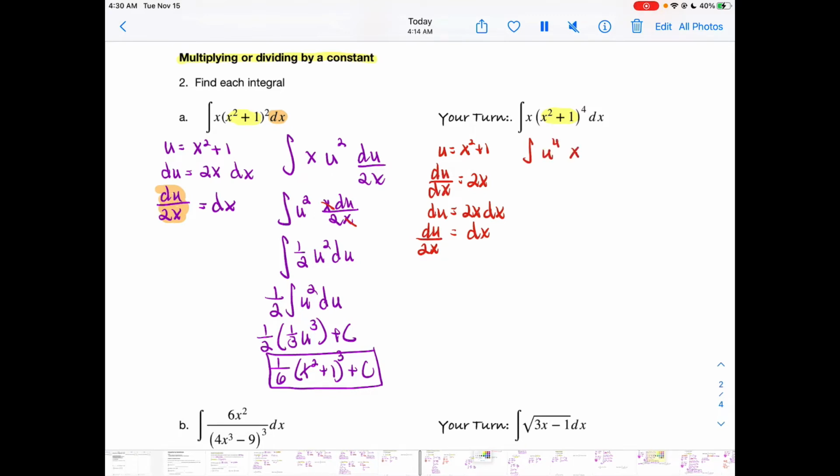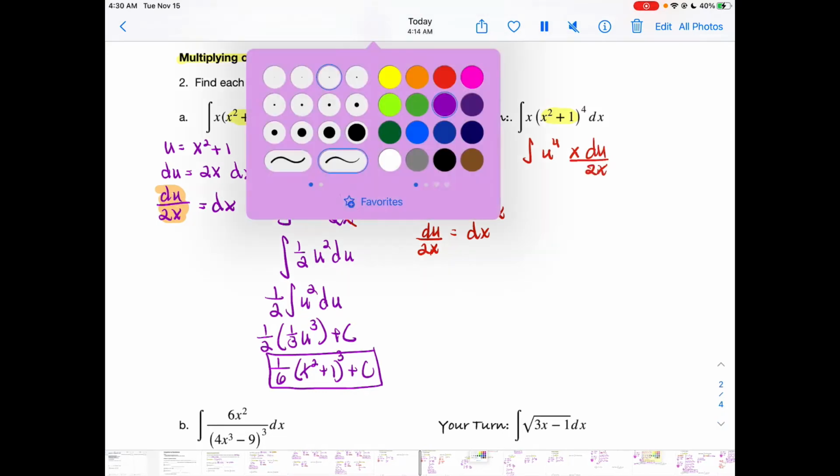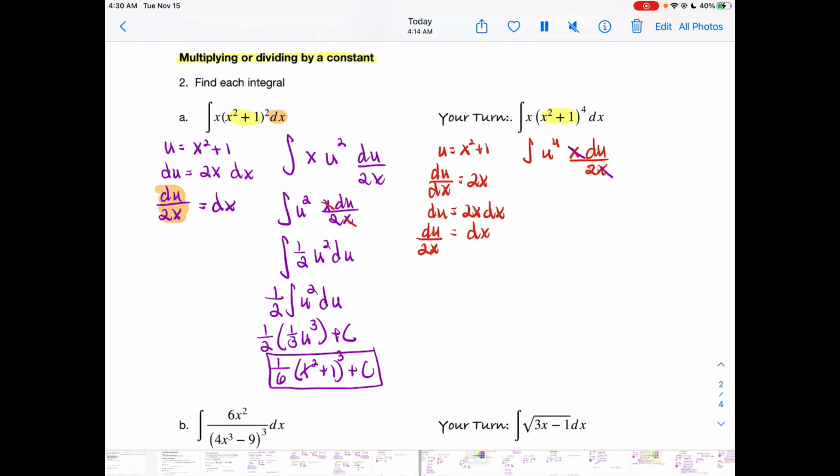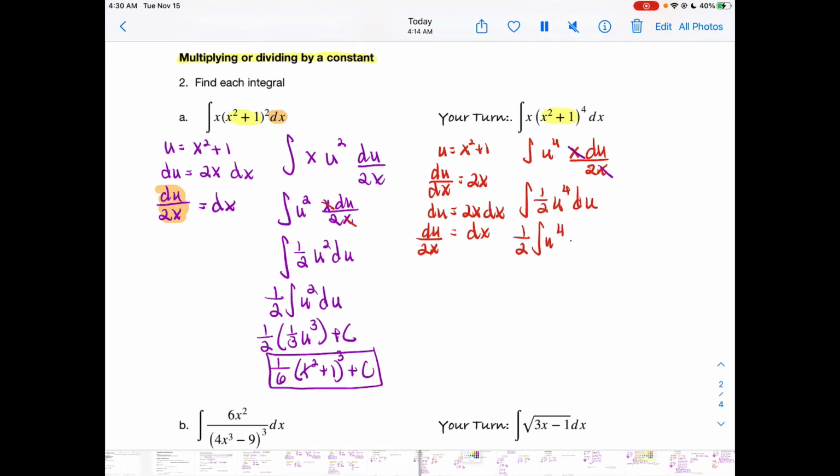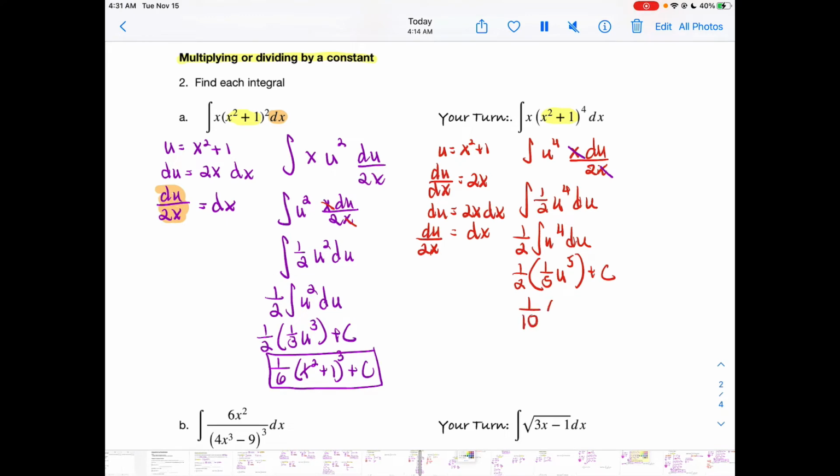So we have u to the 4th dx. Replace that dx with du over 2x. Simplify that down, and I end up with the integral of 1/2 u to the 4th du. Factoring out the 1/2, and then finding the integral of u to the 4th, which is 1/5 u to the 5th, plus c. Multiplying 1/2 times 1/5 gives us 1/10, replacing u with x squared plus 1 to the 5th plus c.